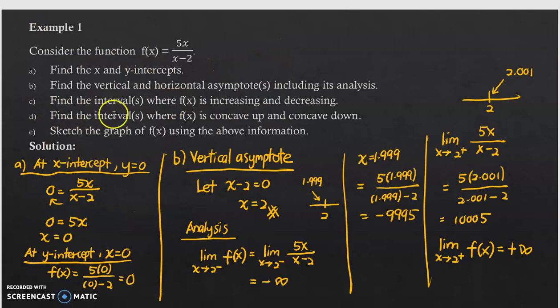Next, we look at D. Find the interval where f(x) is concave up and concave down. So D, concave up, concave down. For concave up, concave down, we need to find the second derivative. Before this, our first derivative is negative 10 over x minus 2 squared. Since our numerator is a constant, we can skip the quotient rule. So f prime x, I can write in the form of negative 10 times x minus 2 to the power of negative 2.